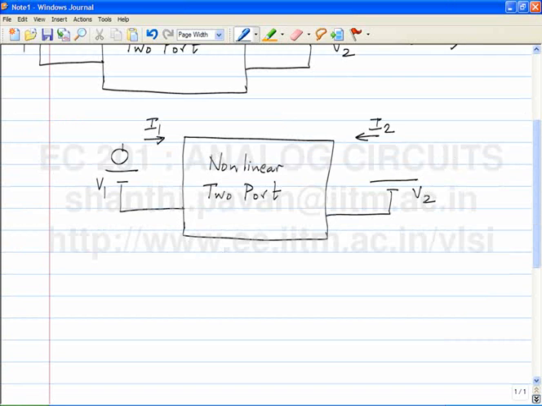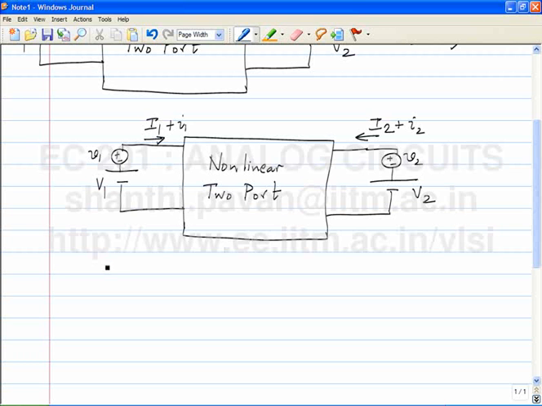If we now apply incremental voltages small v1 and small v2 in series with capital V1 and capital V2, then if we assume that small v1 and small v2 are, within quotes, small signal, then we can expect the port currents to change by a small value. The new port currents are denoted by I1 plus small i1 and I2 plus small i2, where small i1 and small i2 are the incremental port currents. We can expand f and g as Taylor series and retain only the first two terms.